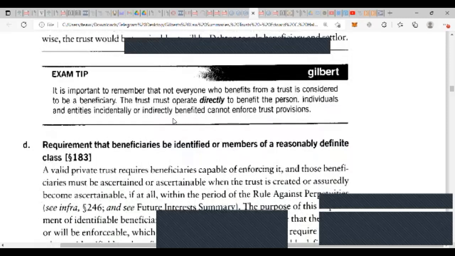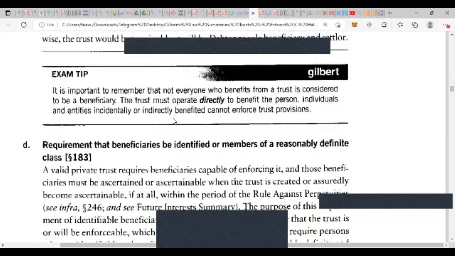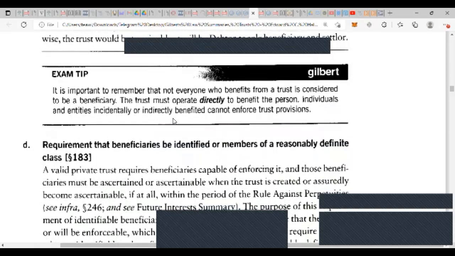Exam tip. It is important to remember that not everyone who benefits from a trust is considered to be a beneficiary. The trust must operate directly to benefit the person. Individuals and entities incidentally or indirectly benefited cannot enforce trust provisions.